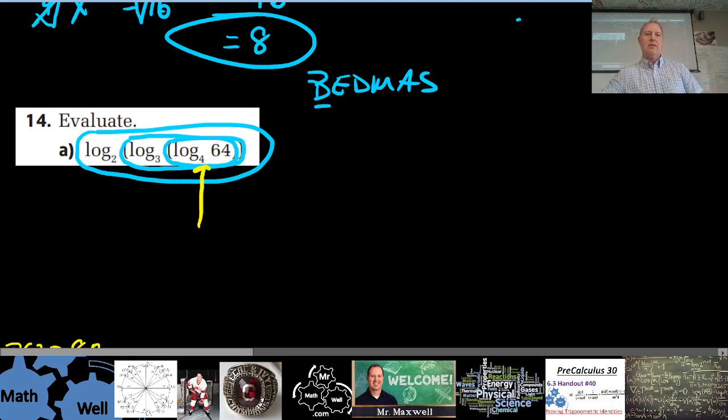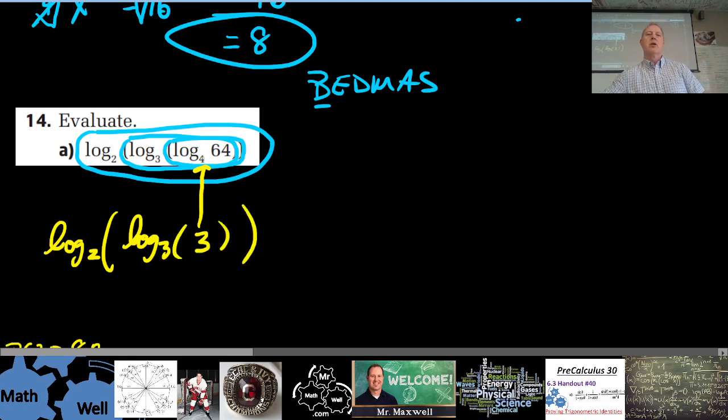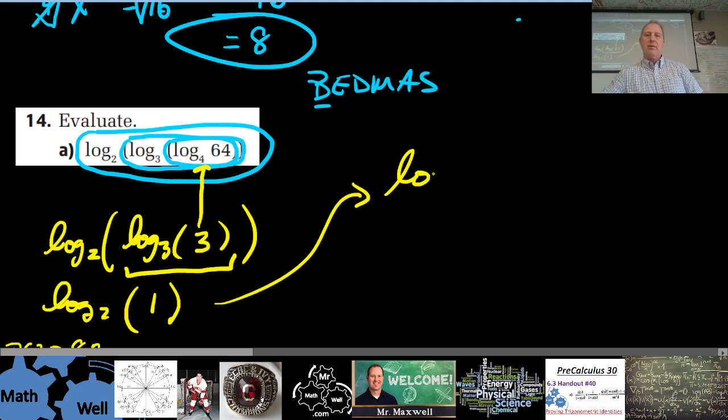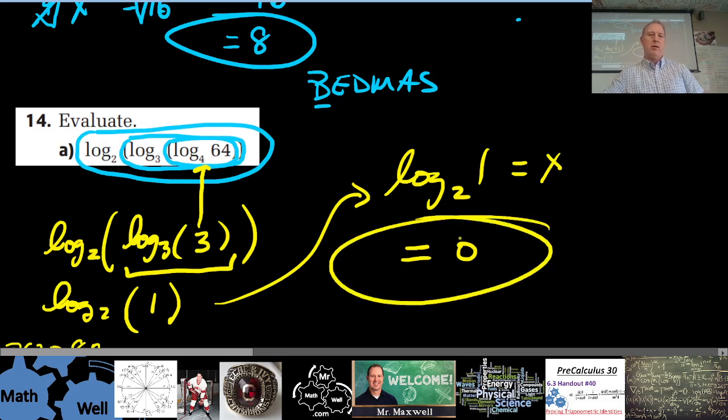So log of 64 base 4, that is 4 to the power of what gives me 64? That is 3. So now I have log base 2 of log base 3 of 3. Now I focus on this inside bracket, log base 3 of 3. 3 to the power of what is 3? That is 1. So I can now evaluate log of 1 base 2. Well, 2 to the power of what gives me 1? That is 0. 2 to the power of 0 is 1. And so your answer is 0.